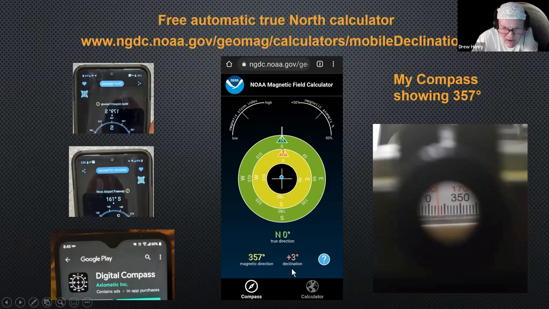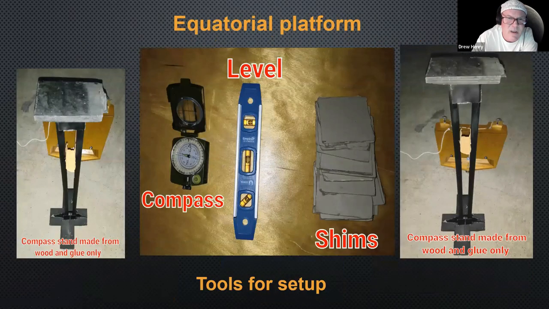See, I did it here, and mine is going to be 3 degrees different than my magnetic north, which is 357 degrees instead of 360. And right here is where you can see it, where I got my compass at 357 degrees. I made this stand right here out of just glue and wood, because if you get your compass anywhere around any kind of metal or anything, it starts acting kind of weird.